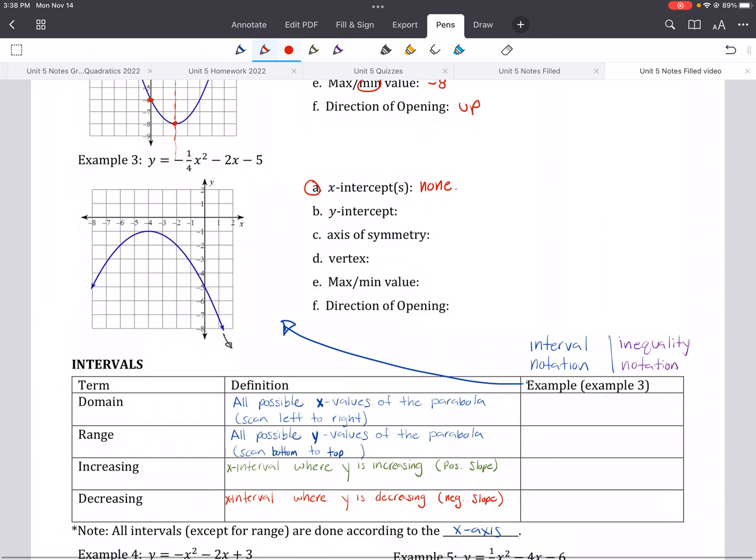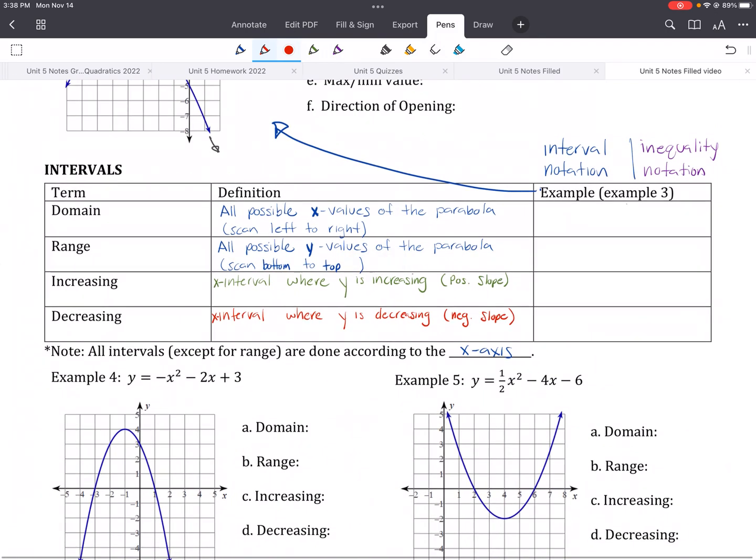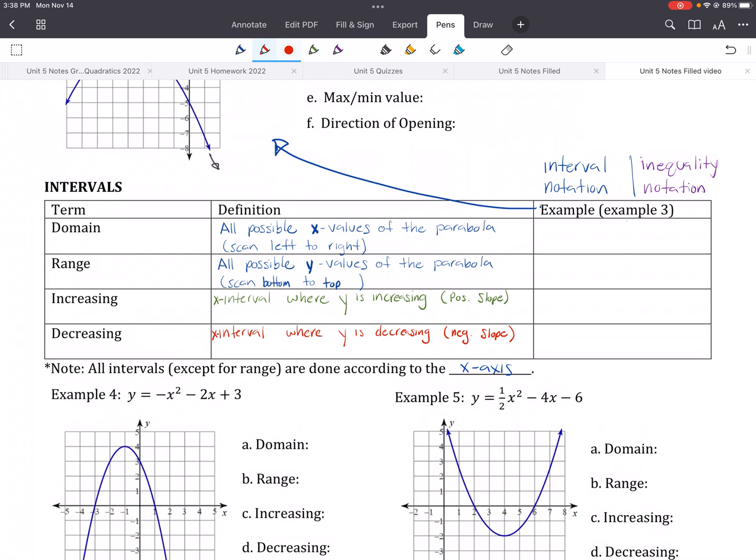All right, next thing we're talking about are intervals. Intervals are just where these things start and end. There are two different ways we can write them. One is called interval notation, and the other is called inequality notation. We're going to spend the most time talking about interval notation, but we'll give you an example here for inequalities just in case.